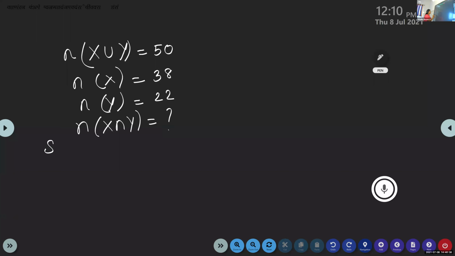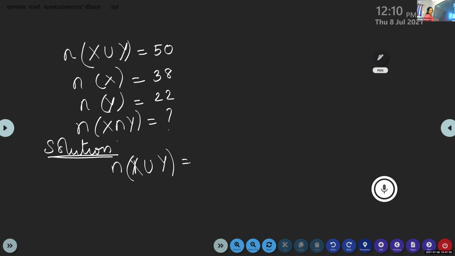Okay, so for writing, we are going to write the solution. For writing the solution, first you write the formula. What is the formula we have learned? If A and B are two distinct sets, n of A union B. In the place of A and B, we can use X and Y. So it will be n of X union Y.